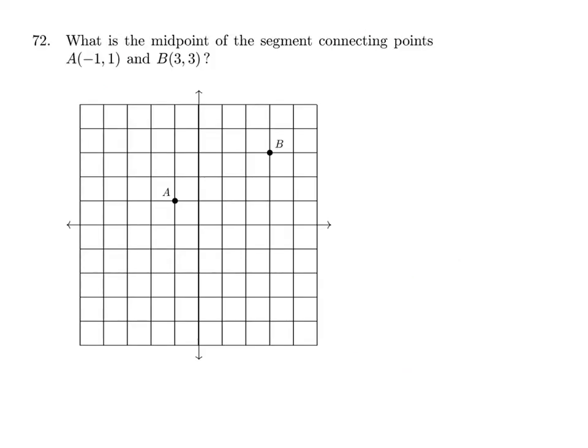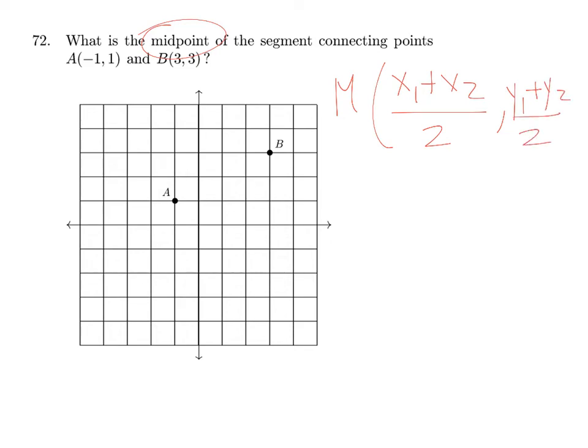What is the midpoint of the segment connecting points -1, 1 and 3, 3? Using the midpoint formula, and I don't really need the diagram in this problem. Or you could just recognize that that's your midpoint, so you don't have to use the midpoint formula like we did in 71. So my midpoint is going to be, let's be careful calculating this, over 1 up 2. Done.